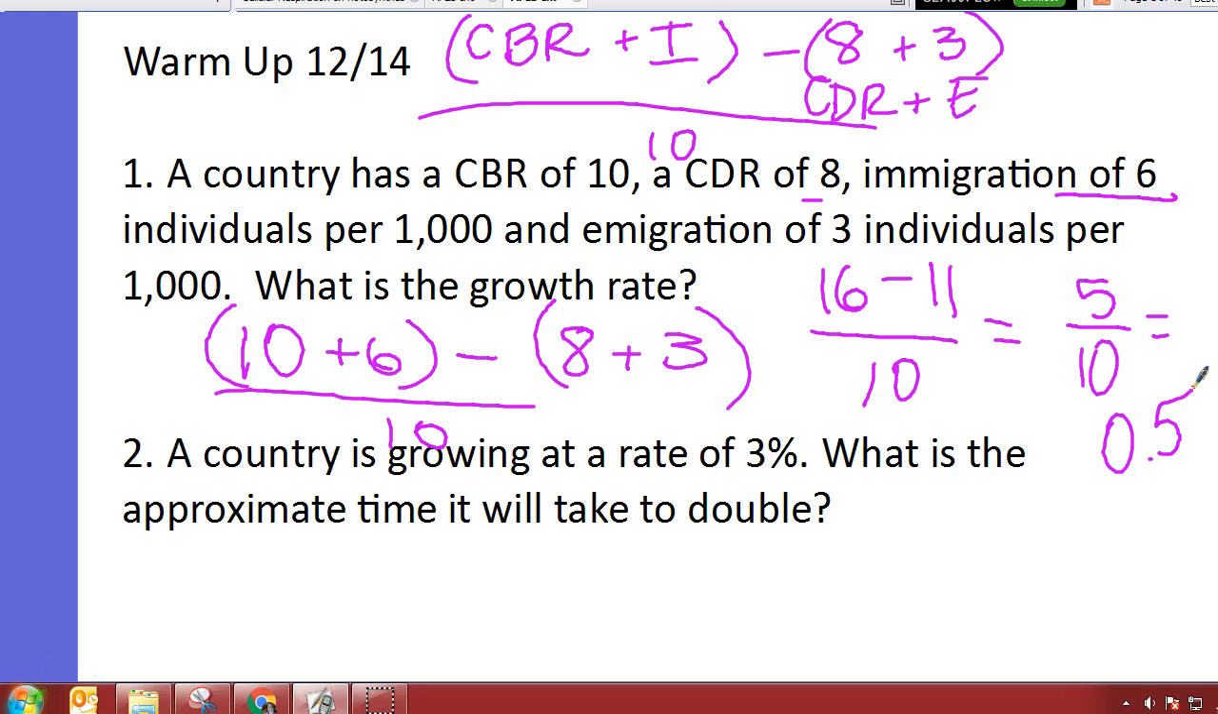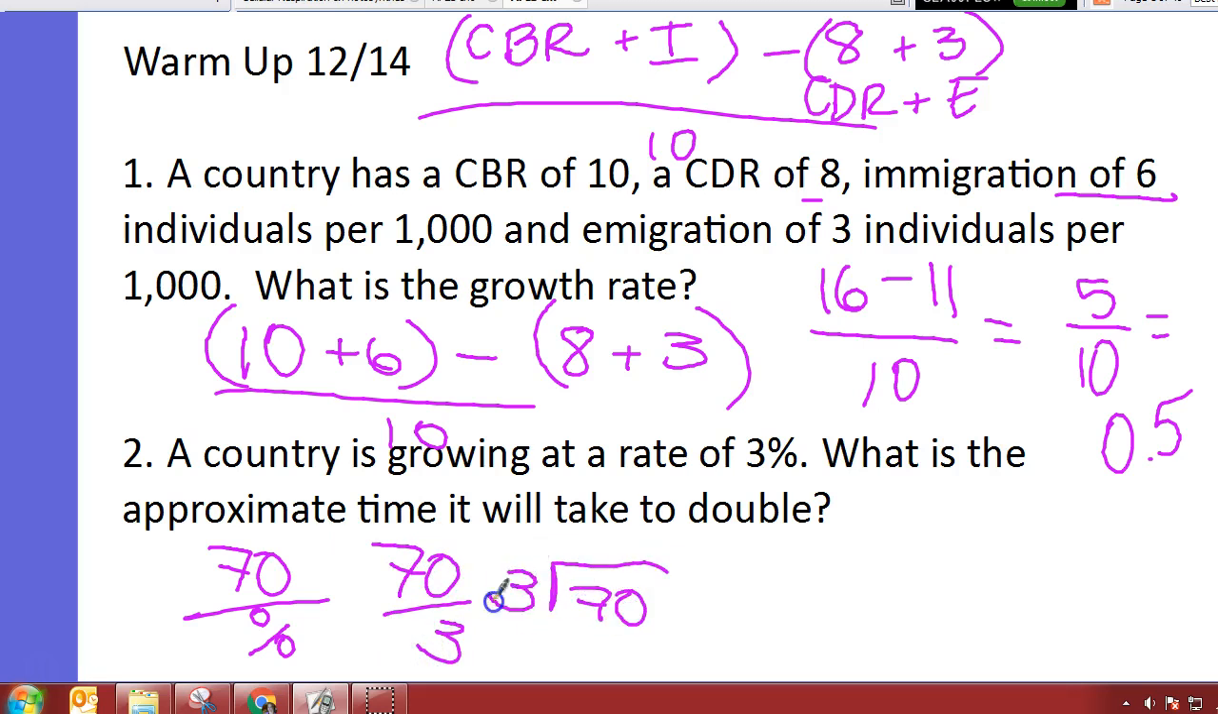So the country is growing at a rate of 3%. What's the time it will take to double? Remember our rule here, 70 divided by the growth rate as a percent. All we have to do is take 70 divided by 3. And if you do the math, you'll end up with about 23. So 23-ish years is how long it will take to double, which is quite a long time.